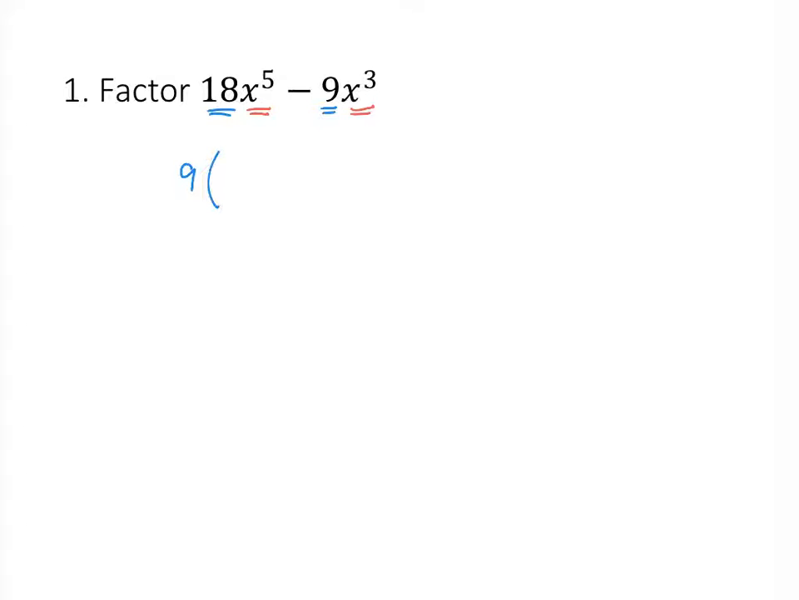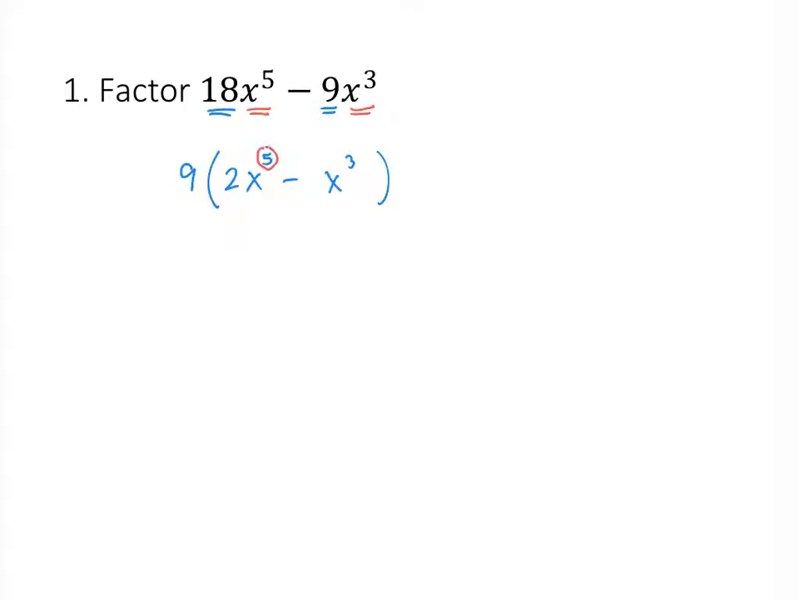So now when I factor out the 9, what I'm doing is I'm dividing everything that's left by 9. 18 divided by 9 is 2. I didn't touch the x's. And then 9 divided by 9 is 1. So I just get 1 x cubed, or just x cubed. Now we'll look at the x's.